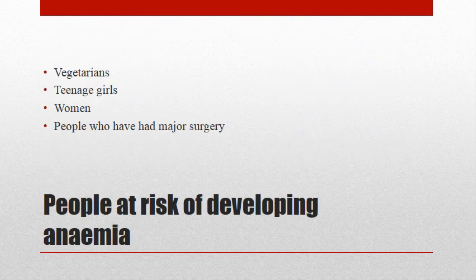People who are at risk of developing anemia: vegetarians for the obvious reason that they're not consuming iron, teenage girls, and that's due to menstruation and that loss of blood, women for a similar reason, and people who've had any major surgeries for the same reason, for blood loss.